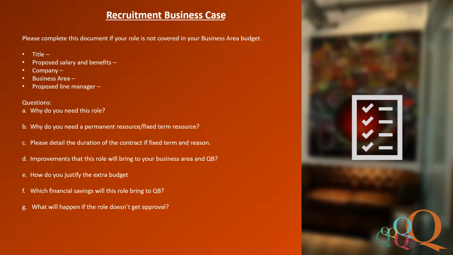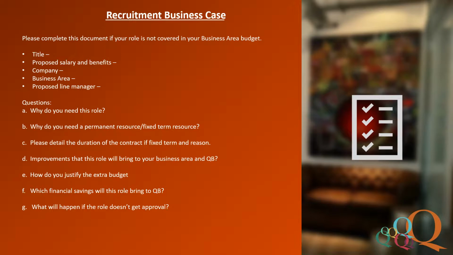There are some additional questions that you'll need to answer, the first being, why do you need this role? The second question asks you to consider whether you need a permanent resource or a fixed-term resource, and this leads on to the third question asking you to detail the duration of the contract if it is fixed term and for you to state the reasons why.